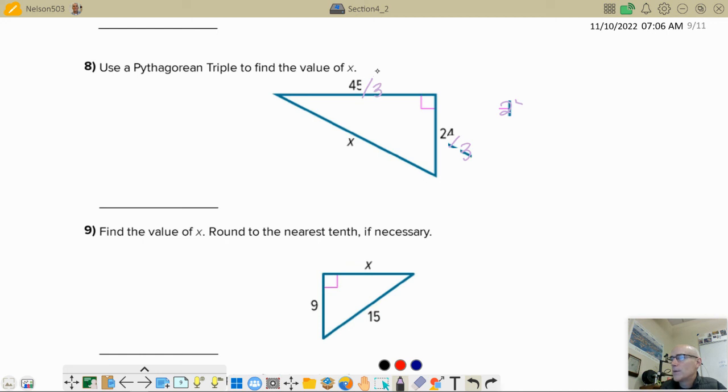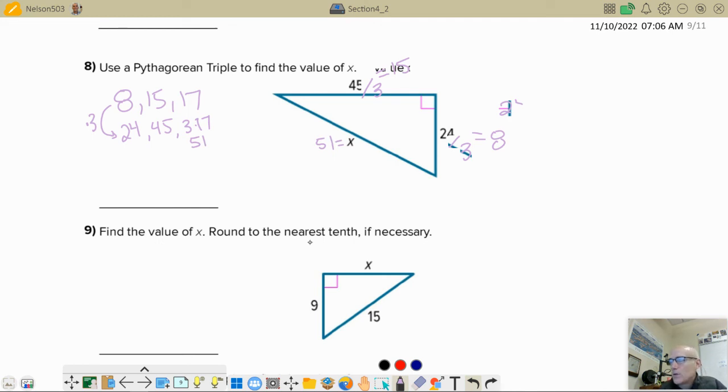45 divided by 3, that gives me 15 for that side, and it gives me 8 for that side right there. I have a poster on the wall that says 8, 15, 17. Now they're all divided by 3 to get down to 8, 15, 17. So we got to multiply by 3 to get back to my original side length. So this one's the 24. This one's the 45. And then 3 times 17, I'll just write 3 times 17 right here. That's 51. So this side right here is 51. That's how you use Pythagorean triples to find unknown side lengths.